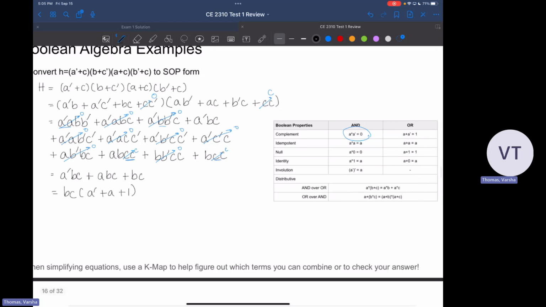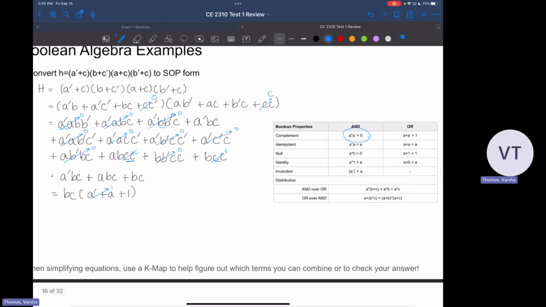A or A naught is 1. Here, 1 or 1 is just 1. And then you're going to apply that B, C, and 1 is going to be equal to BC. Sorry about that.